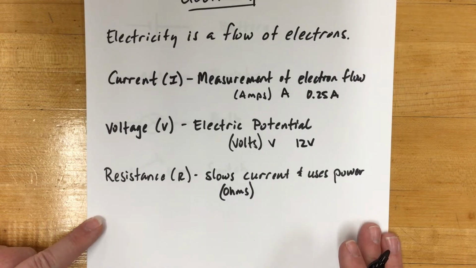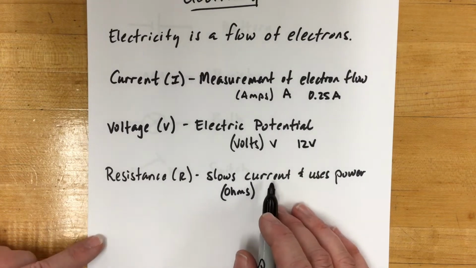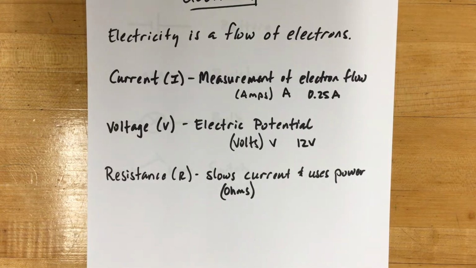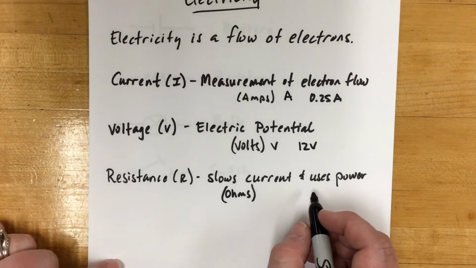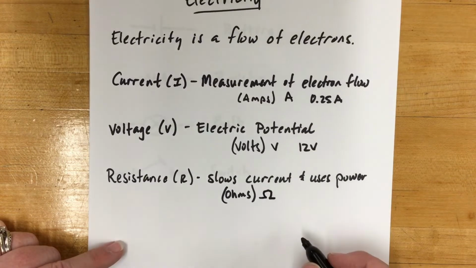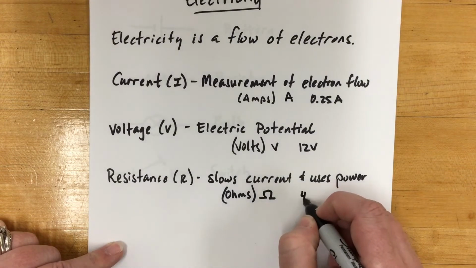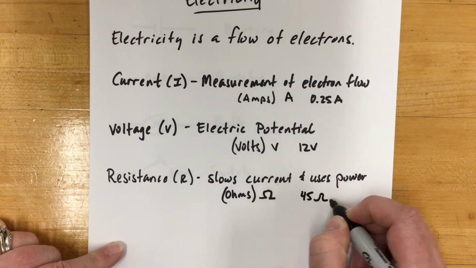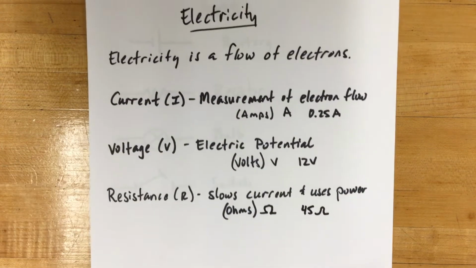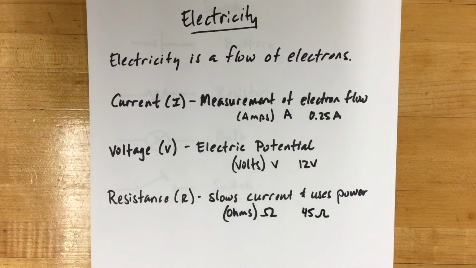Lastly, we have resistance, and resistance will slow down the current. And it slows it down because it's using that power, the power that's coming out of the battery. The current and the voltage combined will give us our power, and that's going to be measured in ohms. Ohms is written with the Greek letter omega, and it looks like that. So let's say you had 45 ohms, you would write it something like that. So these are the three components of the electricity that we're using.